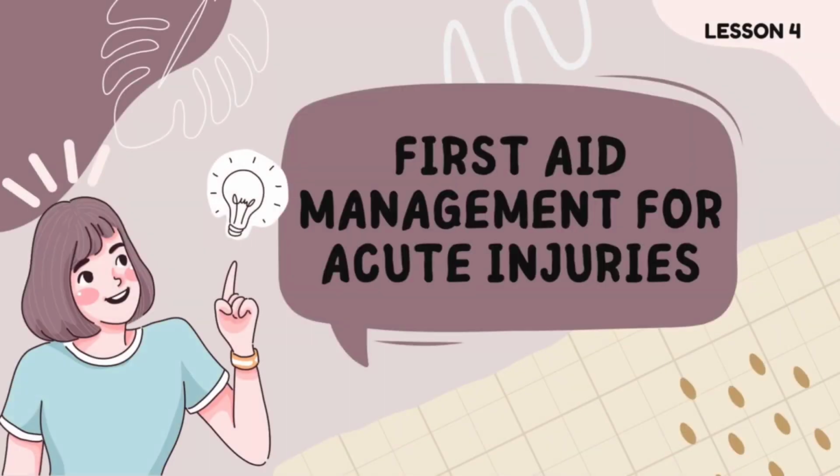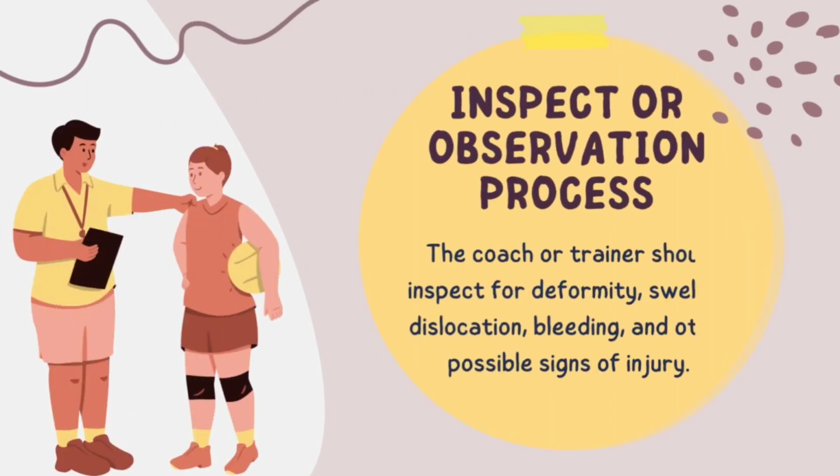Next is the first aid management for acute injuries. First, the inspection or observation process. The coach or trainer should inspect for deformity, swelling, dislocation, bleeding, and other possible signs of injury. The following questions can help when performing inspection. First, how is the athlete positioned? Is there an obvious deformity, bleeding, skin dislocation, etc.?